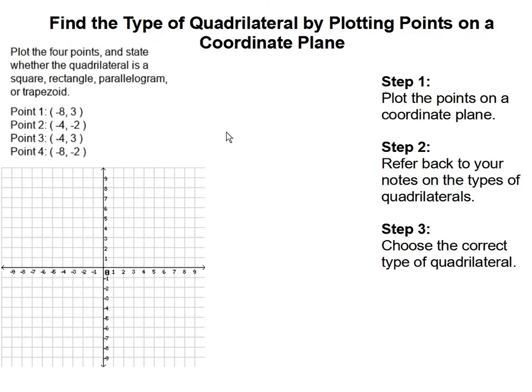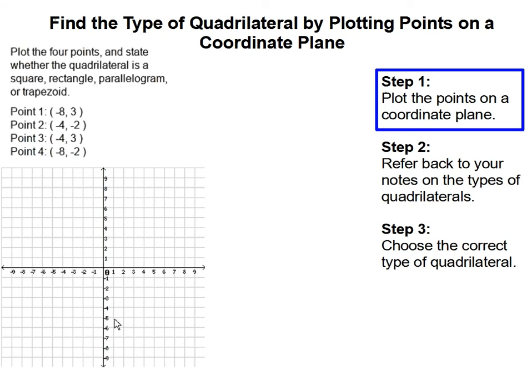How to find the type of quadrilateral by plotting points on a coordinate plane. Alright, so I'll go ahead and read the problem. It says plot the 4 points and state whether the quadrilateral is a square, rectangle, parallelogram, or trapezoid. Alright, so step 1 would be to plot the points on a plane.